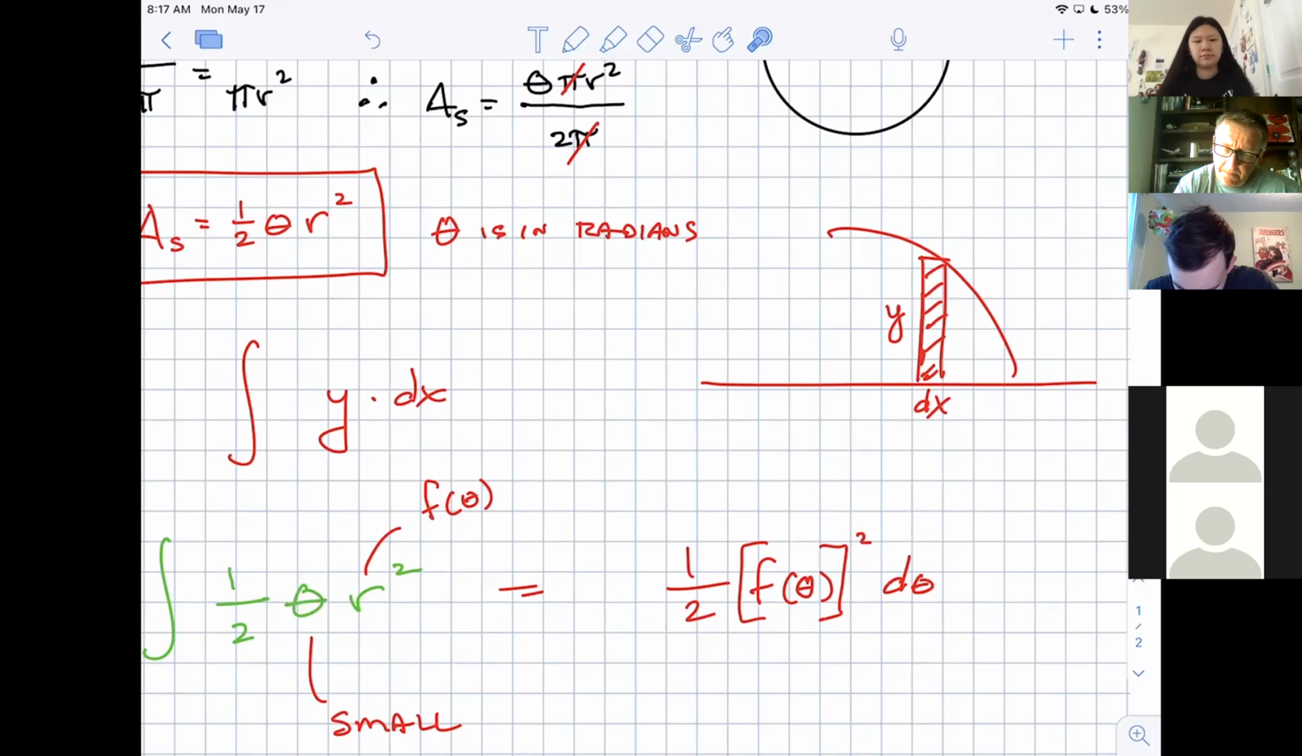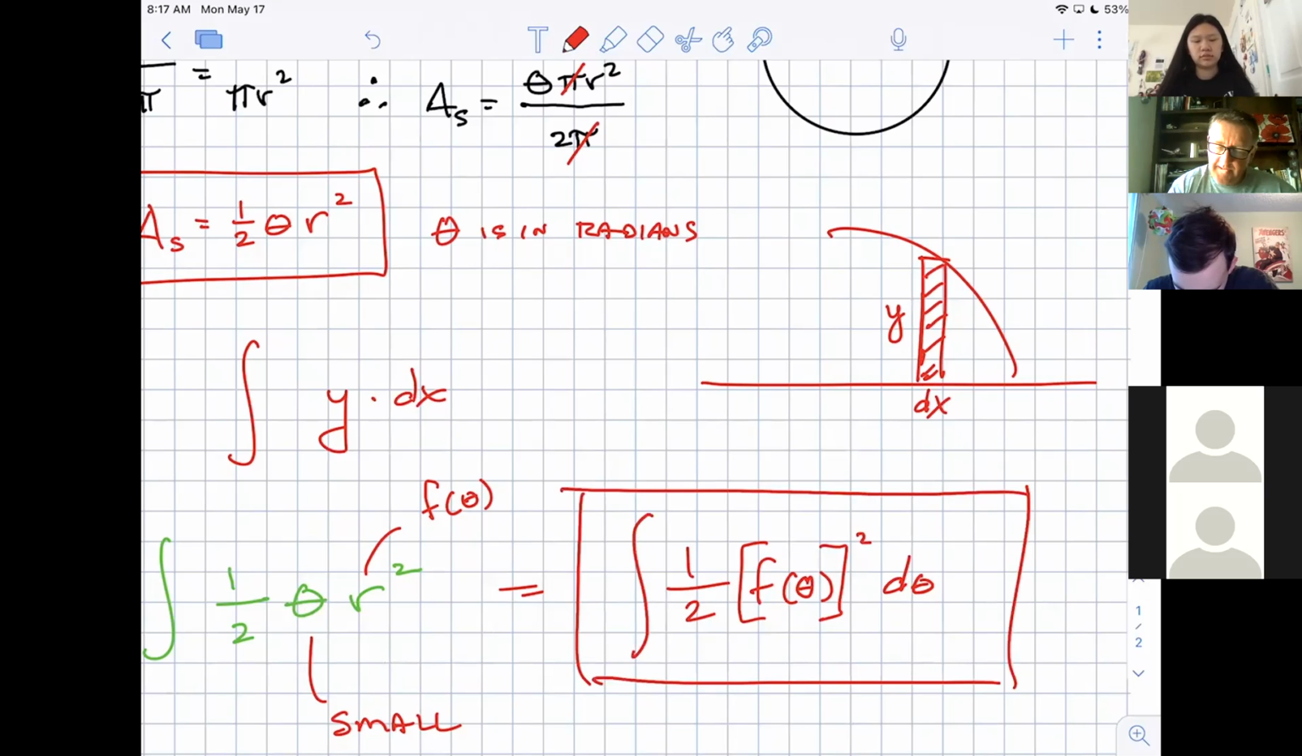So now we're ready to rule. This is how you find the area. This is the recipe for finding area in polar. That's cool.